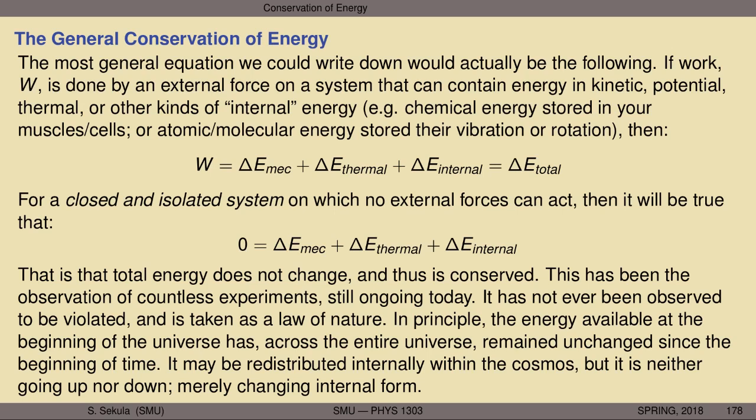But to date we have not observed that, and in fact as far as we can tell, the total amount of energy present at the beginning of time is still present in the whole of the cosmos today. You know, some of it may be bound up in stars, some of it may have been lost from now very cold regions of the cosmos, but on average, the total amount has not changed. So it may have been redistributed internally within the cosmos, but it is neither going up nor down, it's merely changing internal form. And this claim from the conservation of energy principle has deep implications for the cosmos, which we continue to test with experiments today, and so far we have seen no violation of this principle.